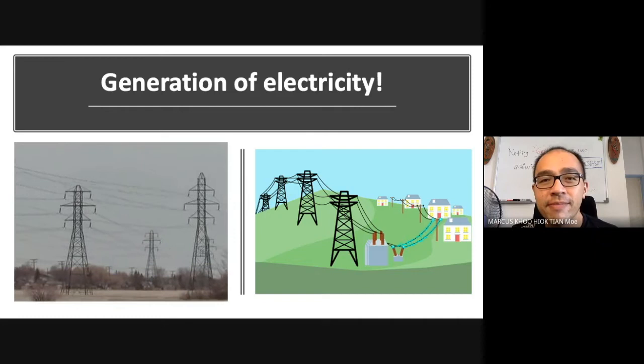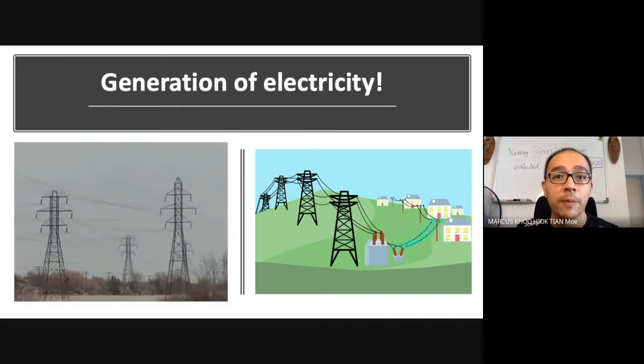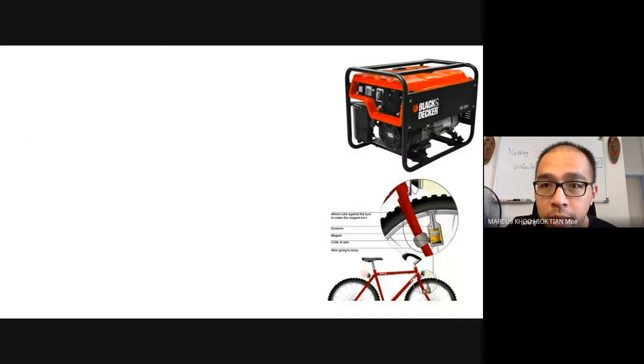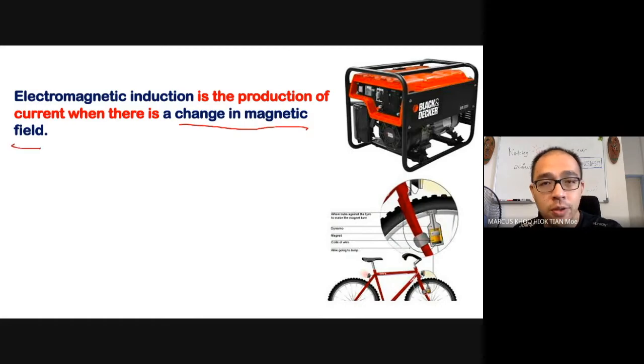Okay, it happens by electromagnetic induction, which is what we're going to learn today. Okay, so electromagnetic induction, this is where you can start to salin, but let me tell you, it's a lot lah. Electromagnetic induction is the production of current when there is a change in magnetic field. Okay, so this is the syarat. Okay, current will be produced when there is a change in magnetic field.